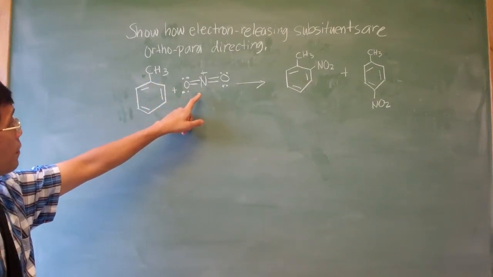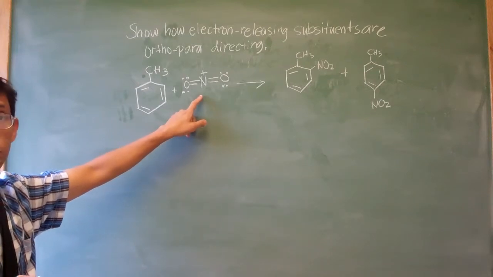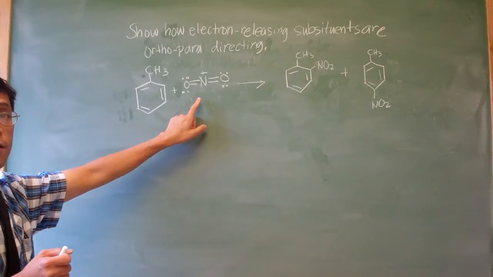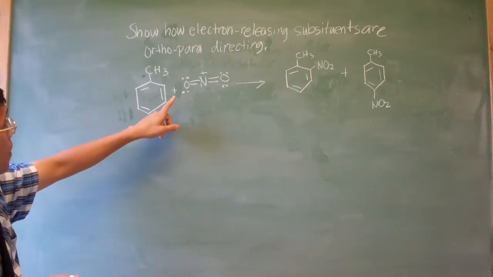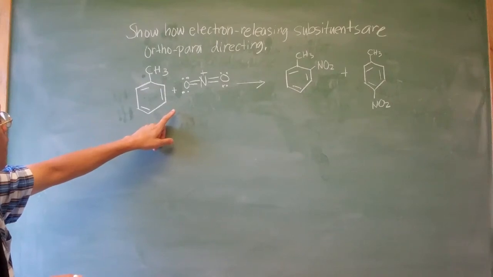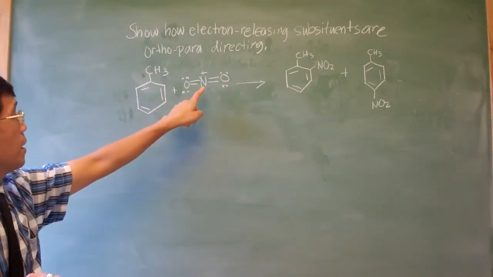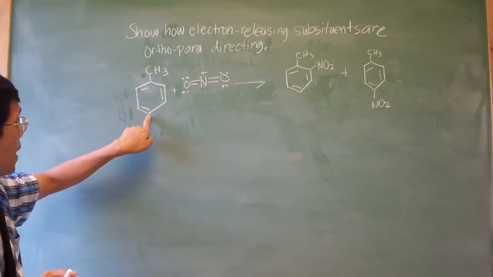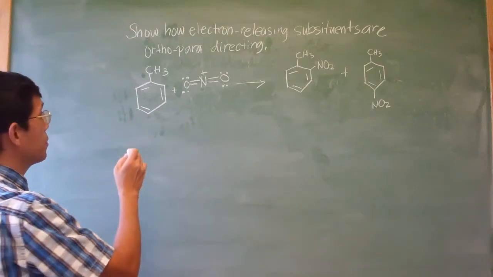Alright, our electrophile in the EAS reaction is NO2+. Of course, this is generated when you react nitric acid with sulfuric acid. Okay, so we are going to show how that substituent directs that NO2 at the ortho position and at the para position. Alright, so let's do the ortho position.